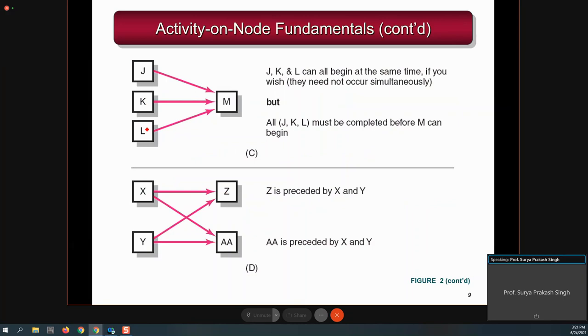These are the three parallel activities, and all three parallel activities have to be over, then only you can start them. Here is some kind of cross. It means that activity A can only start once X and Y are over, and once X and Y are over, you can also start G. So that is the meaning of this type of diagram.